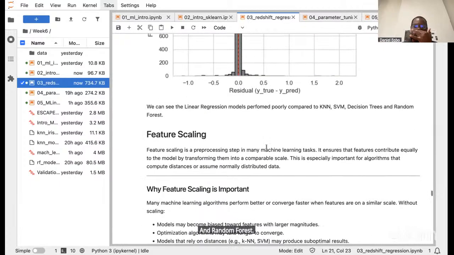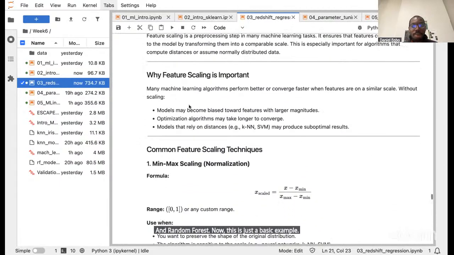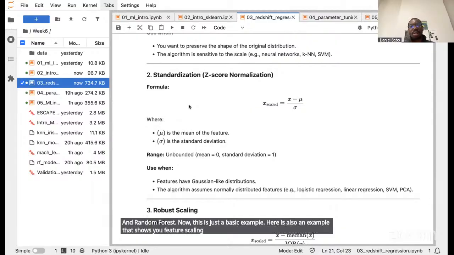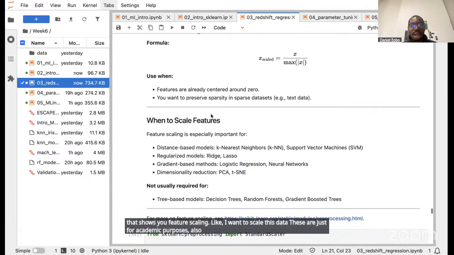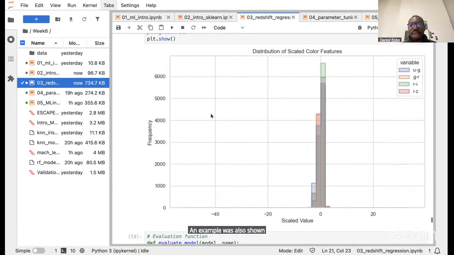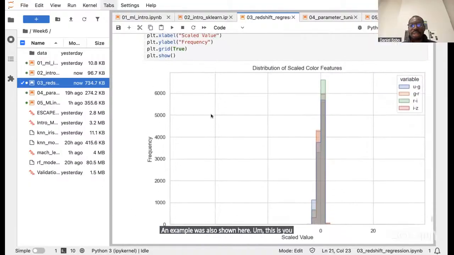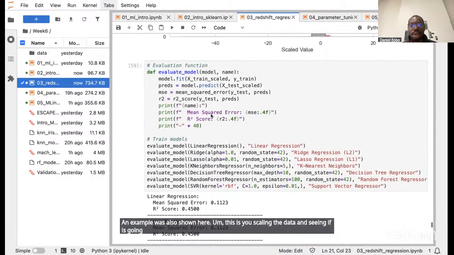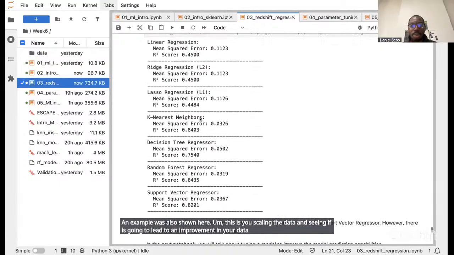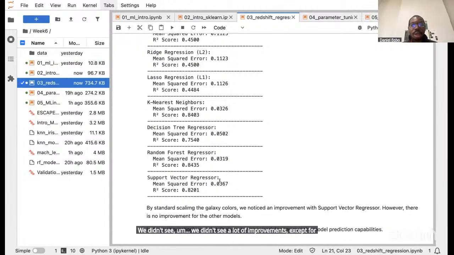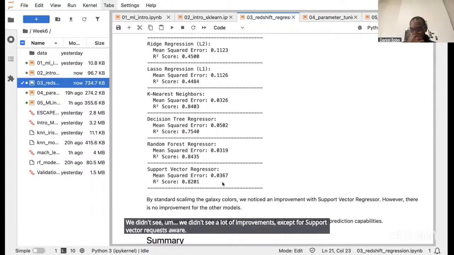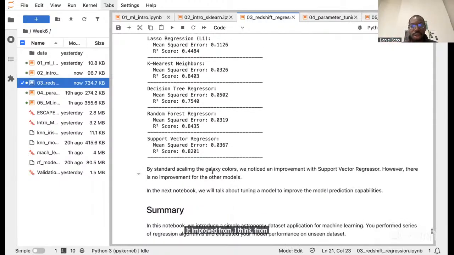Now, this is just a basic example. Here is also an example that shows you feature scaling. Like, I want to scale this data. These are just for academic purposes, also well explained. And an example was also shown here. This is you scaling the data and seeing if it's going to lead to an improvement in your data. In that example, we didn't see a lot of improvements except for support vector regressor, where it improved from, I think, 71% to 82%. So it all depends on the algorithm that you want to use.